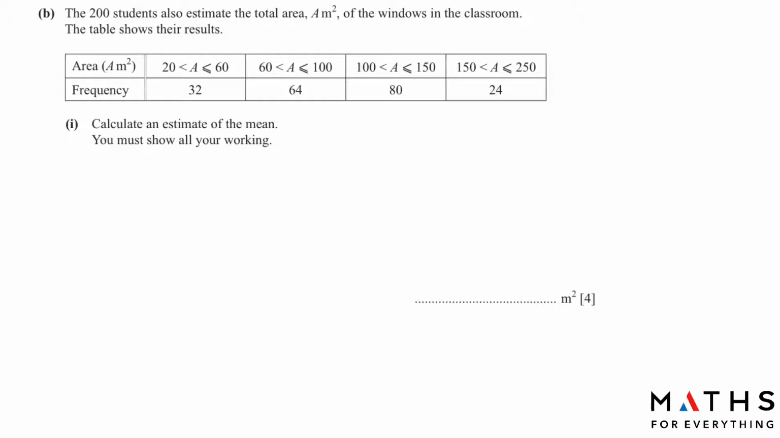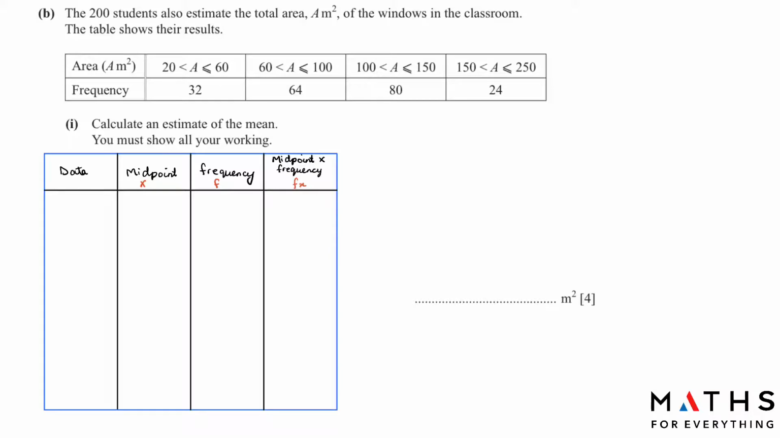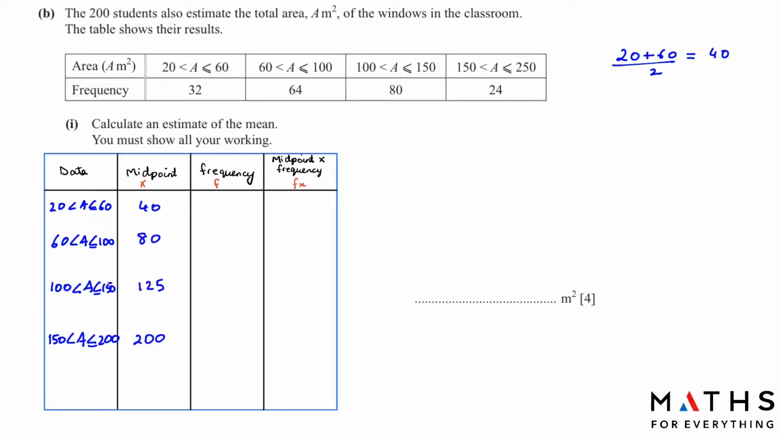You can do it directly here, but I'm making the table just to explain more clearly. Write all the data here. Now the midpoint. To find the midpoint, add the two values together and divide by 2. So 20 plus 60 divided by 2 will give us 40. Write that here. Same way for everything else. And write the frequency here, which is given here. So first will be 32, 64, 80, and 24.